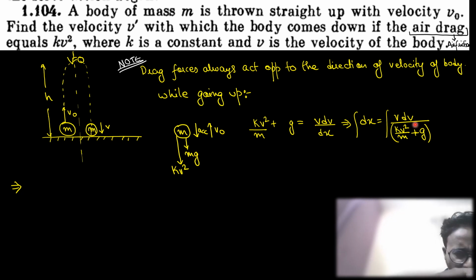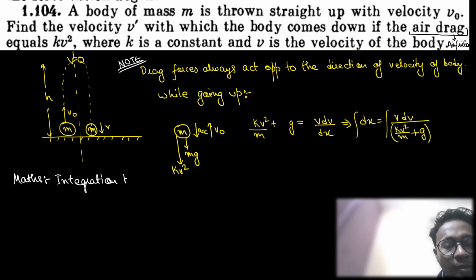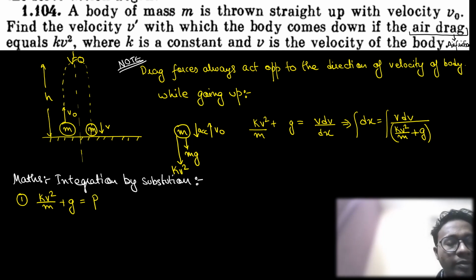Okay. So in this type of integration, what you do is assign certain variables out here. You can learn it from the topic of mathematics, but I'll just give you a brief. Integration by substitution. So out here, the thing that is to be substituted, kv square by m plus g, is equal to, let's say, any variable p, whatever you use. So this variable is substituted as p.